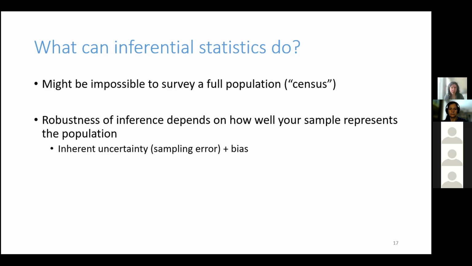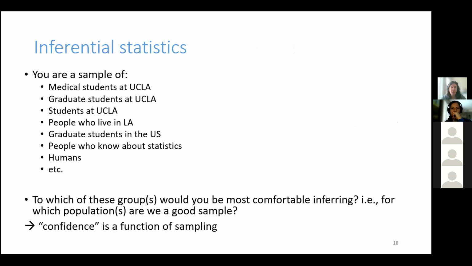So when you can't look at a full population and you have to look at a sample, this is when inferential statistics kick in. Basically, the robustness of your inference depends on how well your sample represents the population. There's always going to be some uncertainty and some bias, but you want to minimize those and have your sample represent the population you're interested in as closely as possible.